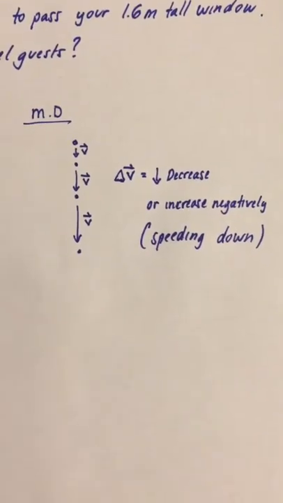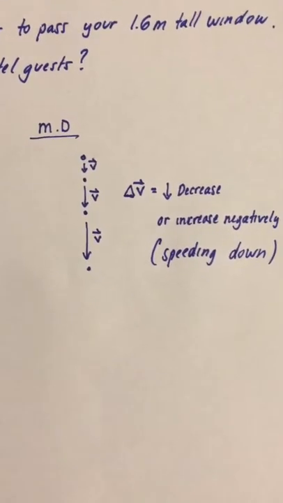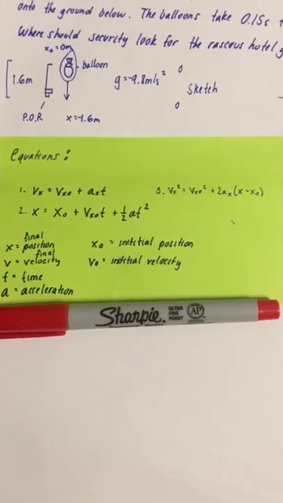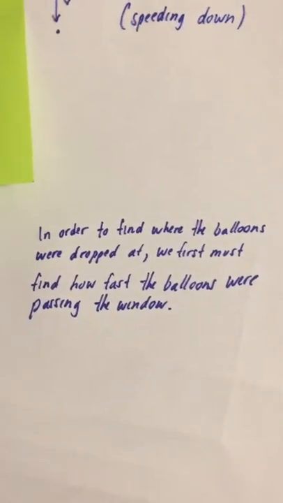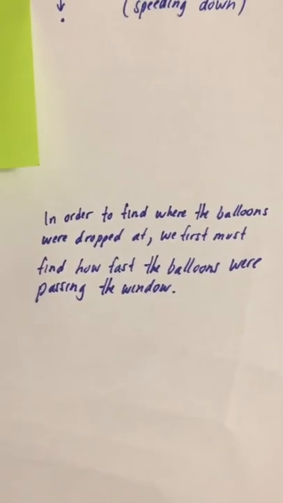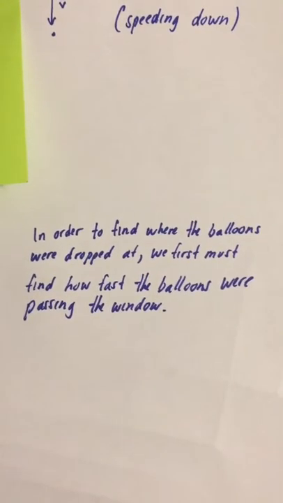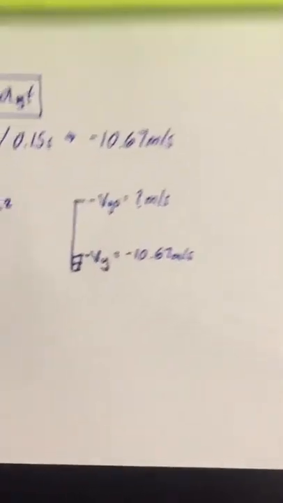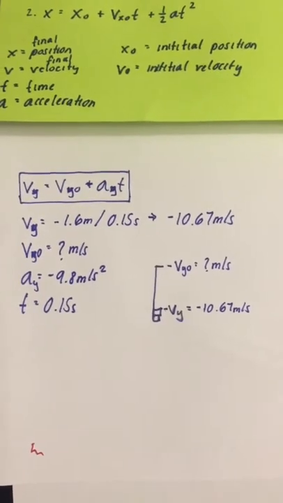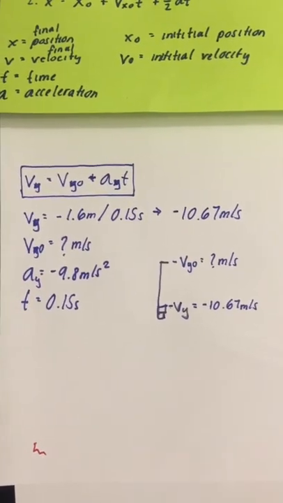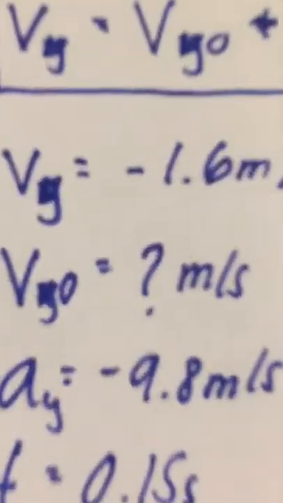This is the motion diagram of the situation. The balloon is increasing in speed downwards. We will be using these equations to solve the problem. In order to find where the balloons were dropped from, we must first find how fast the balloons were passing the window, aka the initial and final velocities. These are our variables, and from what we can see, the only thing we're missing is the initial velocity. So, let's solve for that.